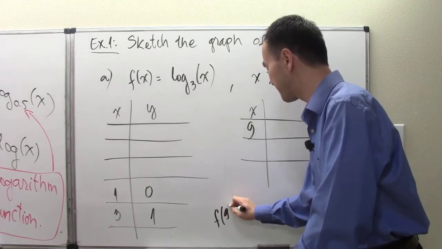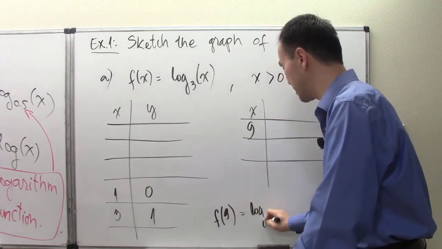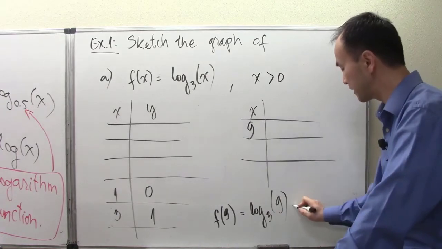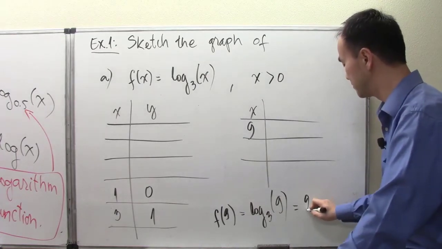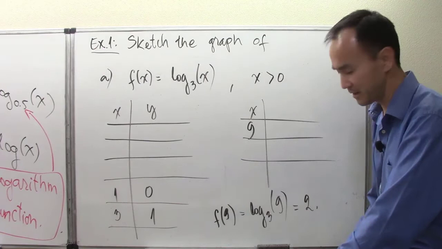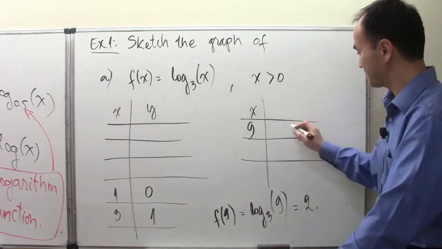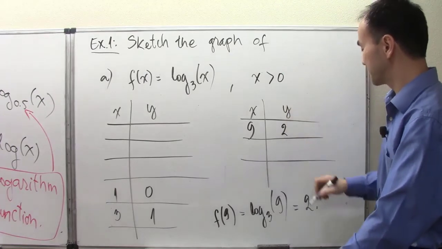So when we get 9 as the input, our function looks as follows: f of 9 equals log base 3 of 9, and log base 3 of 9 equals 2. You can use the calculator to verify this. So I have an output of 2 here.